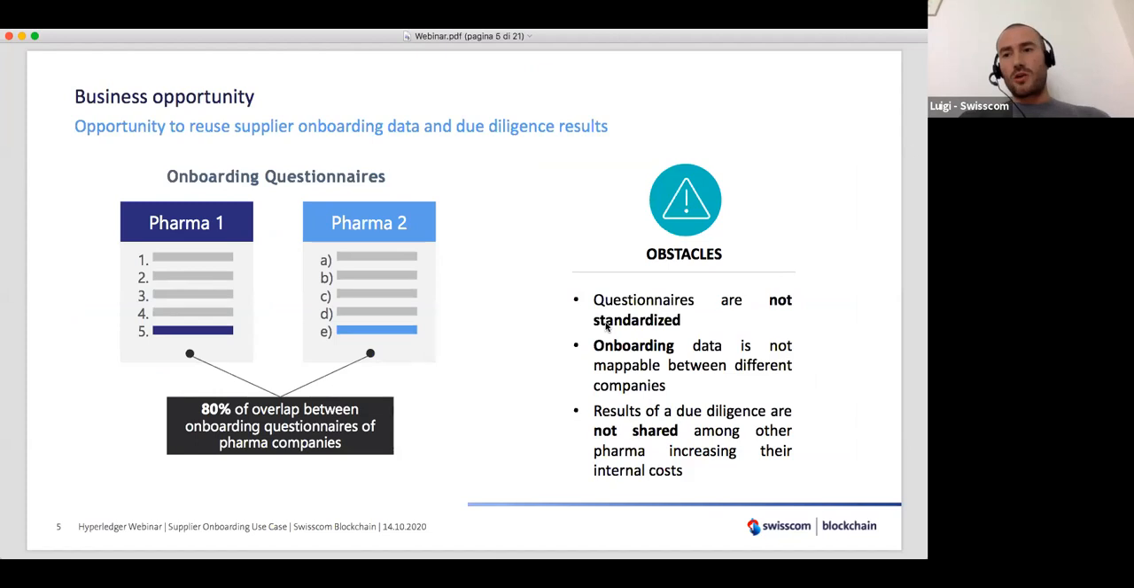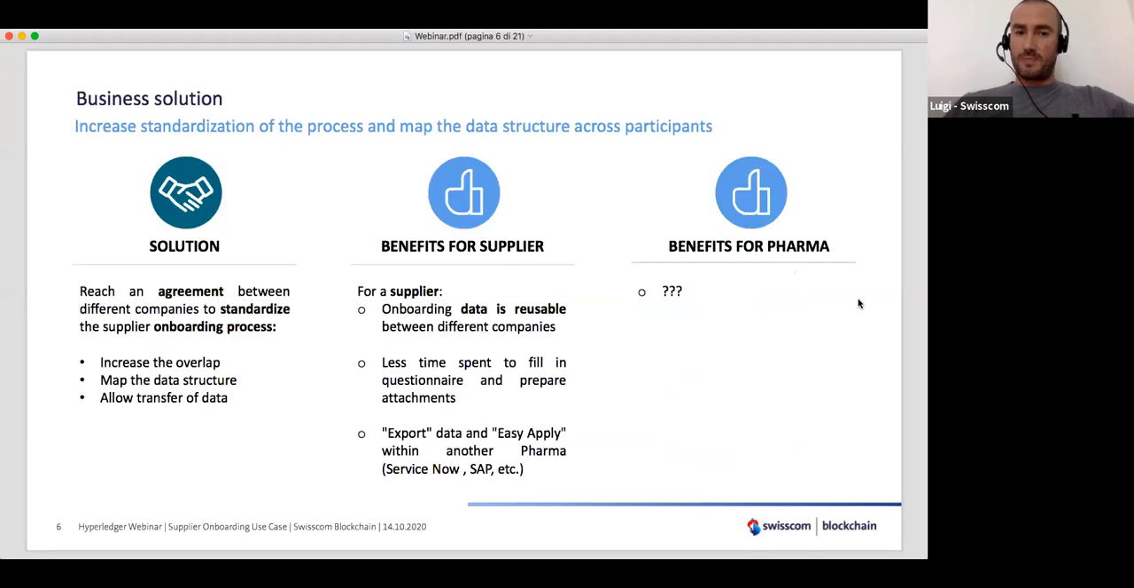So we did a sort of business analysis to try to figure out how to improve this particular process. And we realized that despite each pharma company has its own process, the process is very similar. It overlaps almost 80% of the time. But the questions are not standardized. So the mapping of the questions, if I go through an onboarding with a pharma or with another pharma, sometimes is very fragmented.